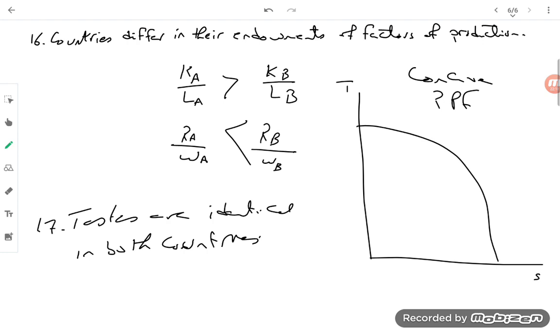Next time, we are going to talk about general equilibrium in case of the Heckscher Ohlin model and what the gains from international trade are in this case.